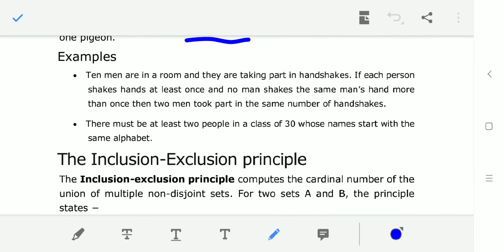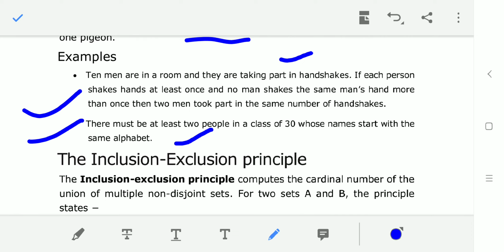10 men are in a room and they are taking part in handshakes. If each person shakes hands at least once and no man shakes the same man's hand more than once, then two men took part in the same number of handshakes. Okay, next is, there must be at least two people in a class of 30 whose names start with the same alphabet.